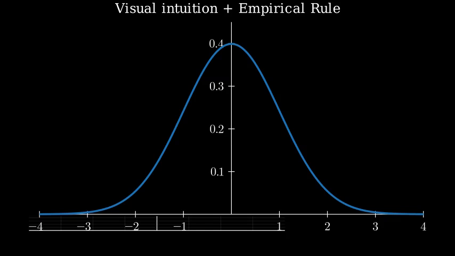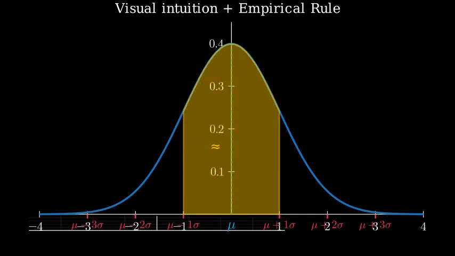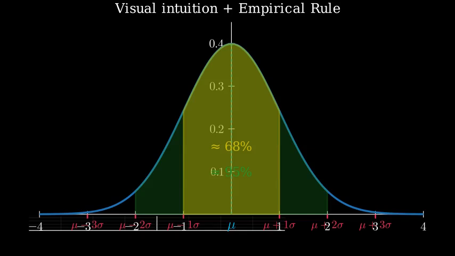The peak is at the mean, which we call mu, and the spread is controlled by sigma, the standard deviation. We will mark mu at 0 here. Next, we mark 1 sigma, 2 sigma, and 3 sigma to the left and right. The empirical rule says approximate percentages of the data lie within fixed numbers of sigma from mu. About 68% lies within 1 sigma, about 95% lies within 2 sigma, and about 99.7% lies within 3 sigma.